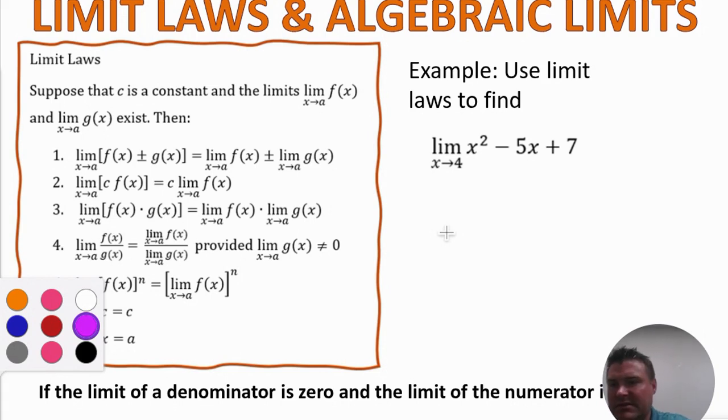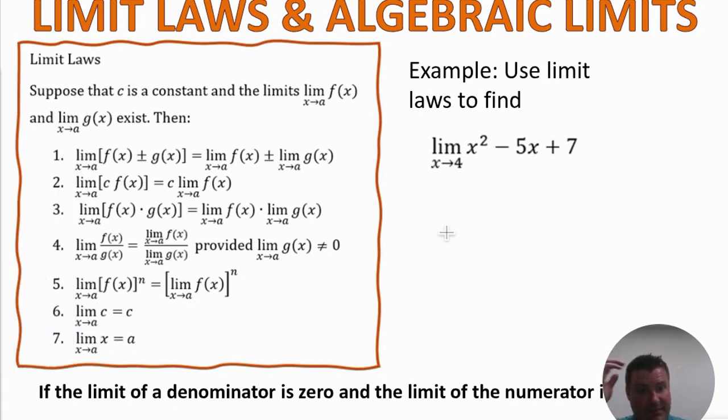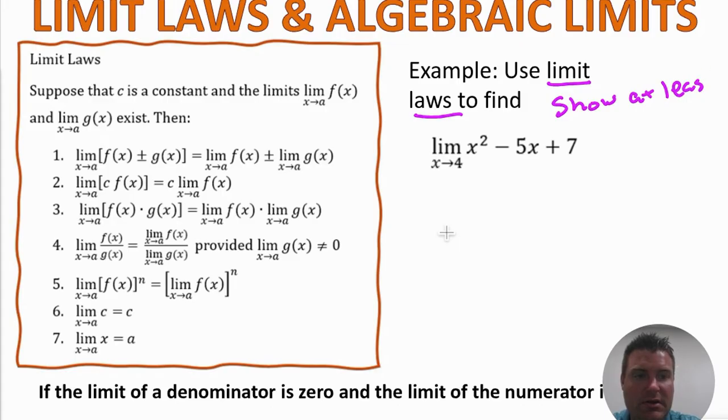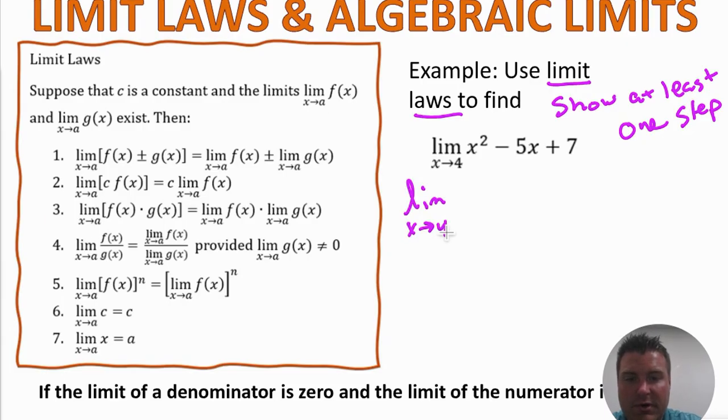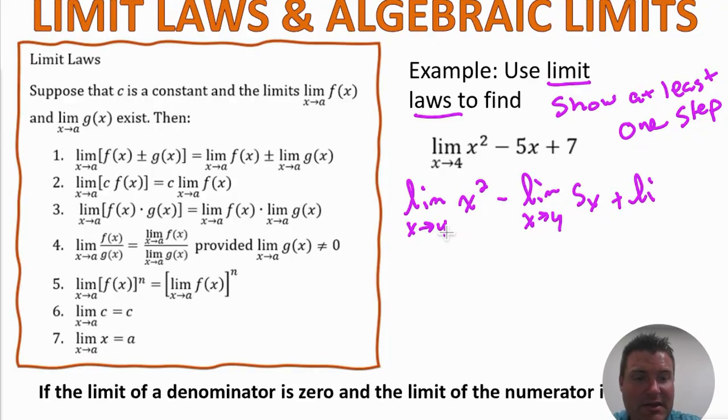Use the limit laws to find the limit as x approaches 4 of x squared minus 5x plus 7. The only limit law I see here is really just the first one. Whenever it says use limit laws, all that means is show at least one step. So that is the limit as x approaches 4 of x squared, minus the limit as x approaches 4 of 5x. See how I'm separating everything here? Plus the limit as x approaches 4 of 7.